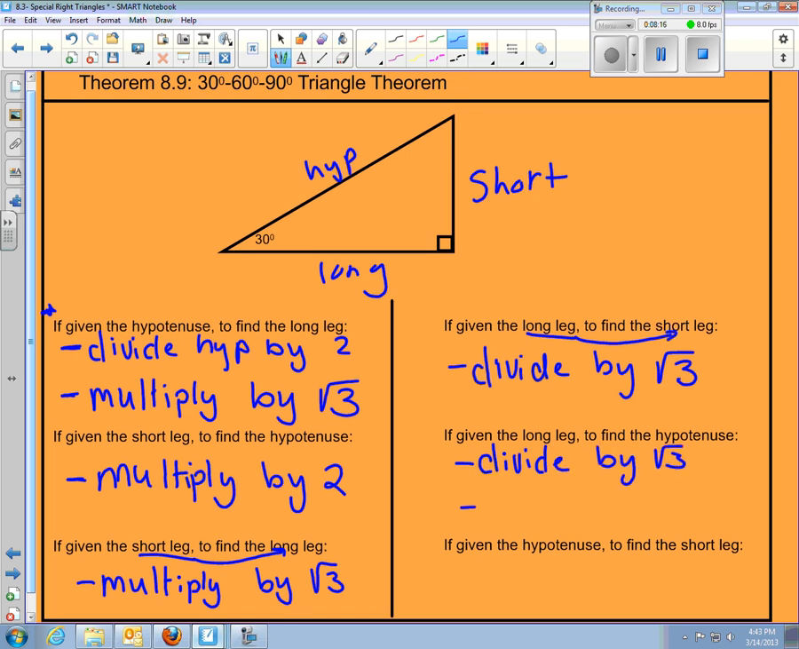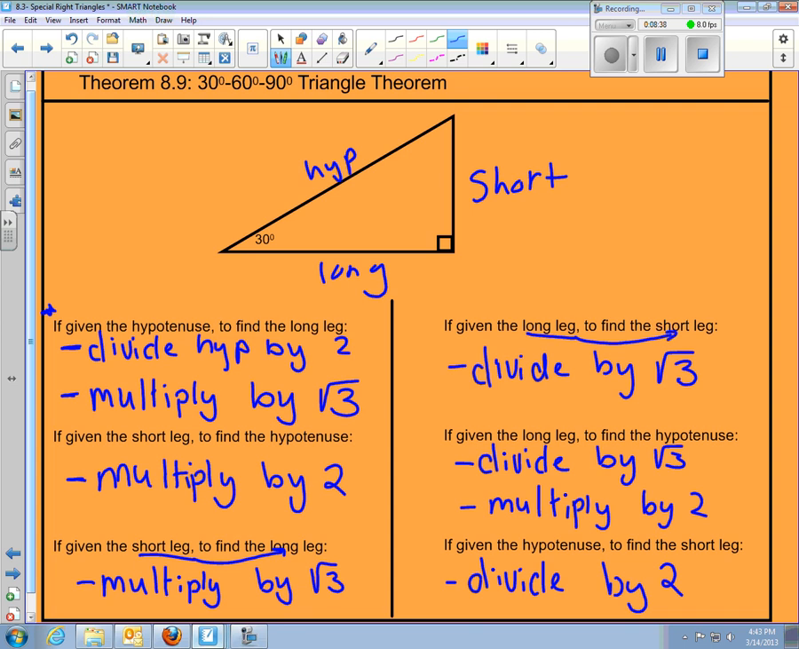The second step will be to multiply by 2. So pretty basic steps to follow along with. And our last one, if we're given the hypotenuse to find the short leg, we are going to divide by 2.